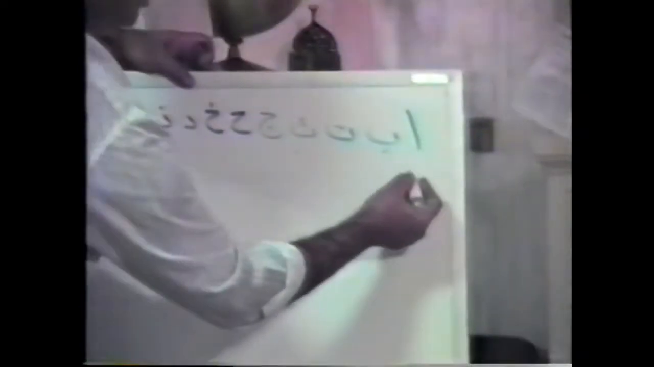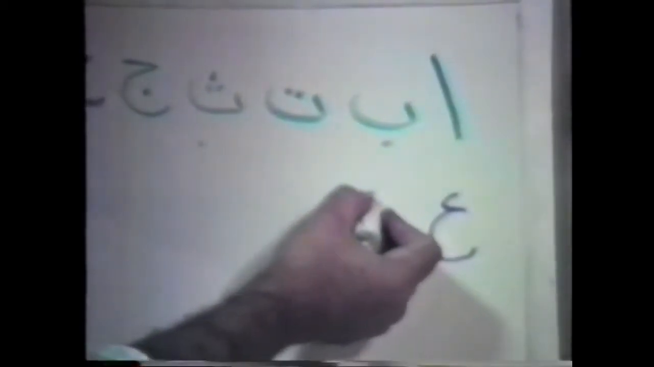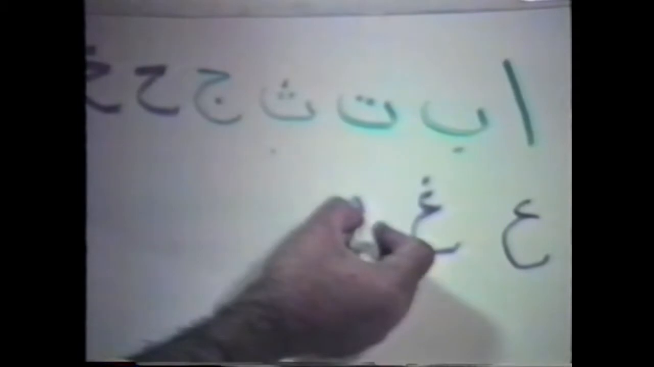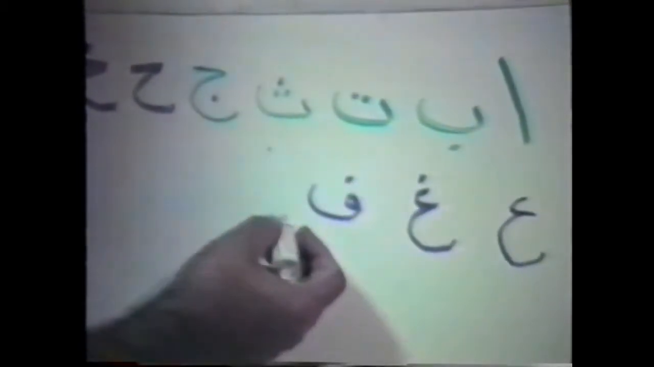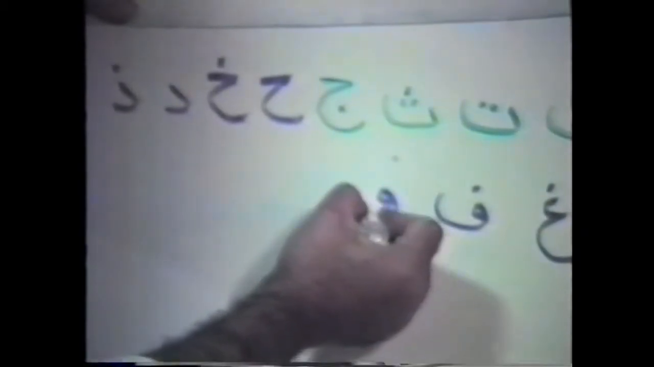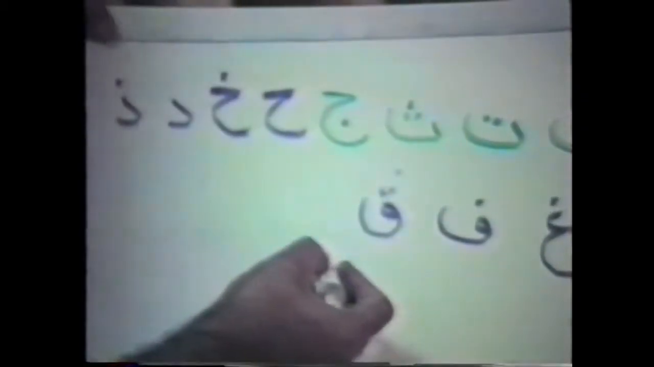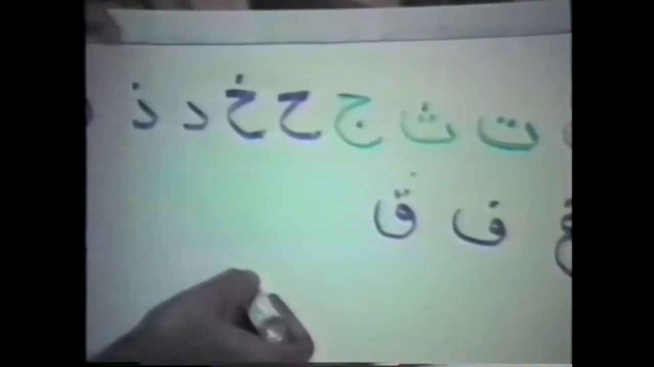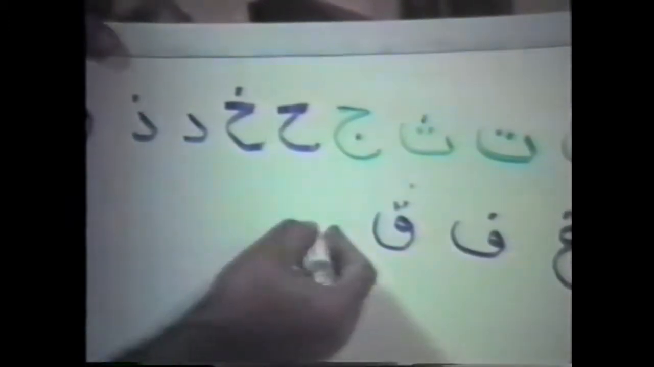which is Ain. This is Ain. Ain from the throat, A. And this is Ghain, or Gha, like the French R, Gha. Fe, which is equivalent to F, as in Frank. Next letter is Qaf, with the two dots. That's a heavy Q, a heavy K, Qaf.